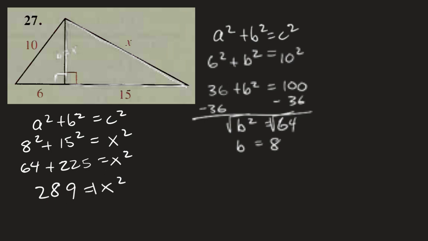And I would have to take the square root of both of these, right? So the square root of x squared is just x. And the square root of 289, I happen to know, is 17. Don't judge. I just remember these things. And if you do it a couple hundred times, you would remember it too. So, x is 17, solved.